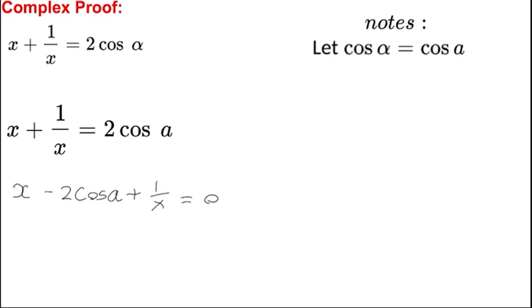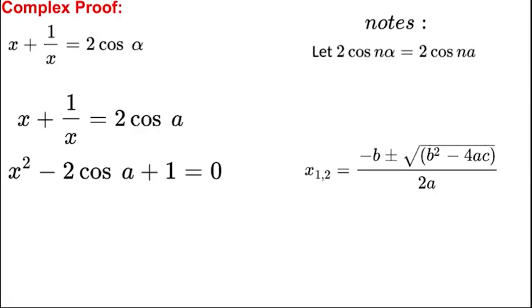Now let's multiply by x, and we will get x squared minus 2 cos a multiplied by x, and we'll have x over x. Alright, so this gives us a quadratic. And now we're going to use the quadratic formula, minus b plus or minus the square root of the discriminant over 2a. Let's assign our coefficients for the quadratic formula. We can see that a is the coefficient of x squared, which is 1, b is negative 2 cos a, and c is equal to 1.